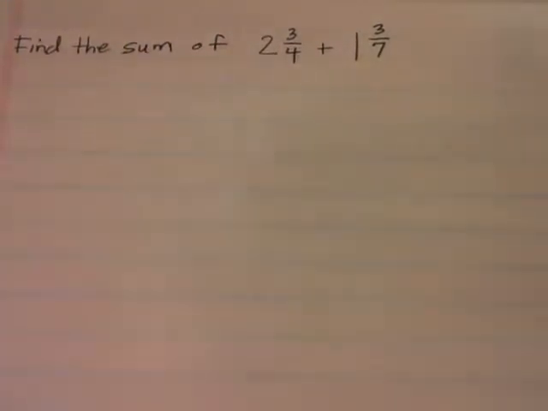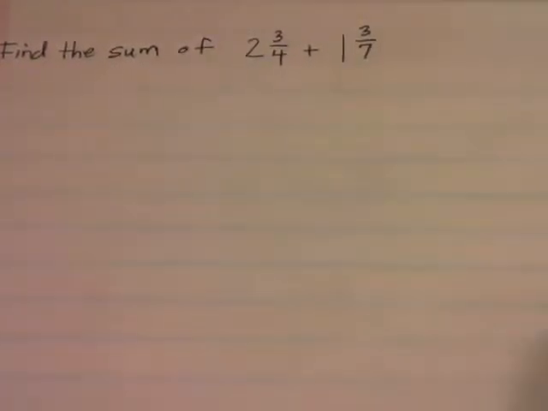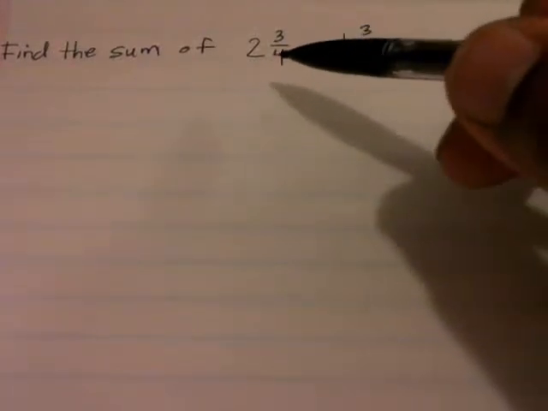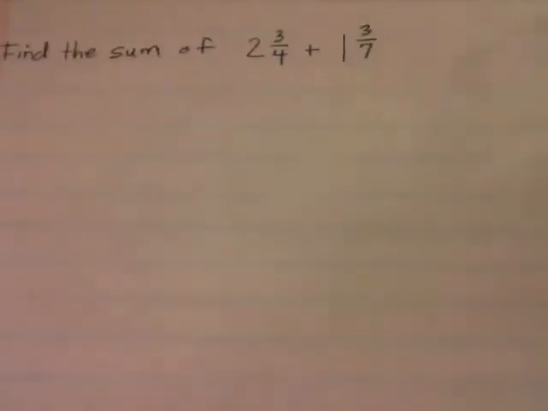Now, finding the sum of two mixed numbers focuses on the same procedure when you're adding improper fractions. But in this case, you need to convert your mixed numbers to improper fractions.